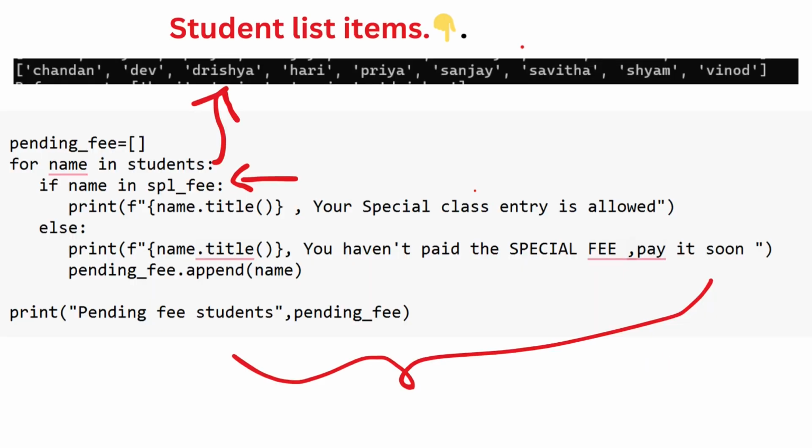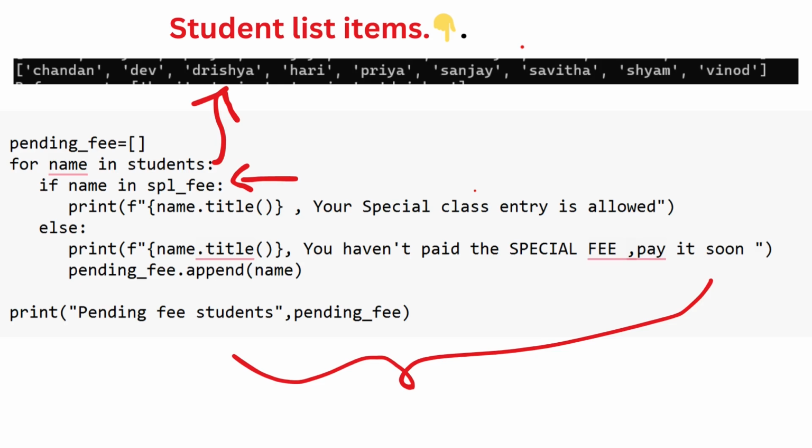Now our next line, it is pending_fee. At first it is an empty list. And now we are going for a for loop here. If you don't know what a for loop or an if statement is, you have to watch those videos first. I'll include the links in the description box. You can go watch that and come back here. Others, you can follow me here.